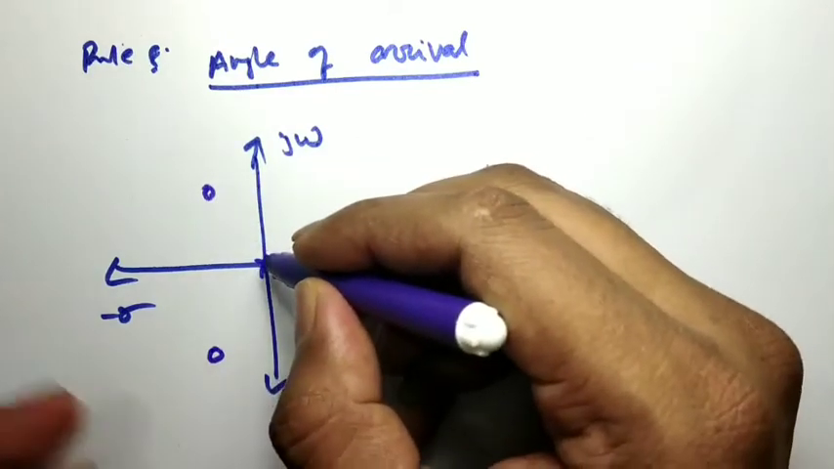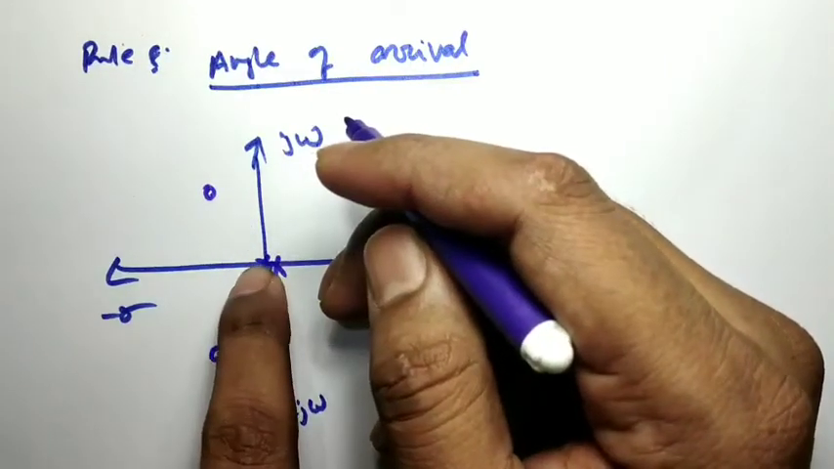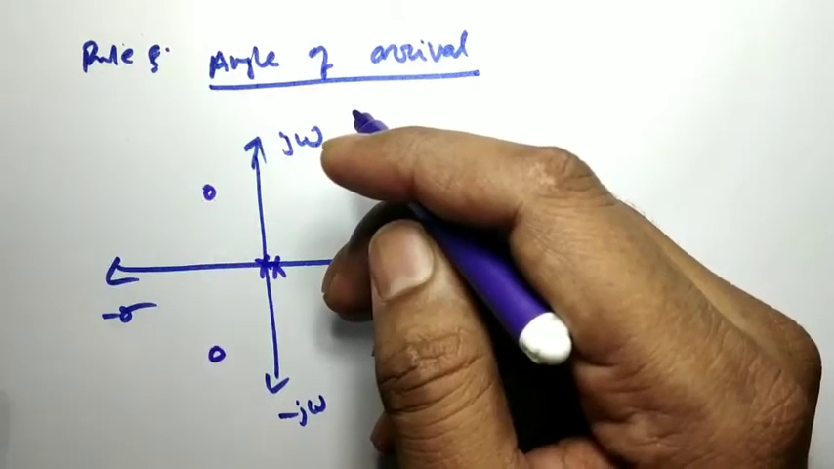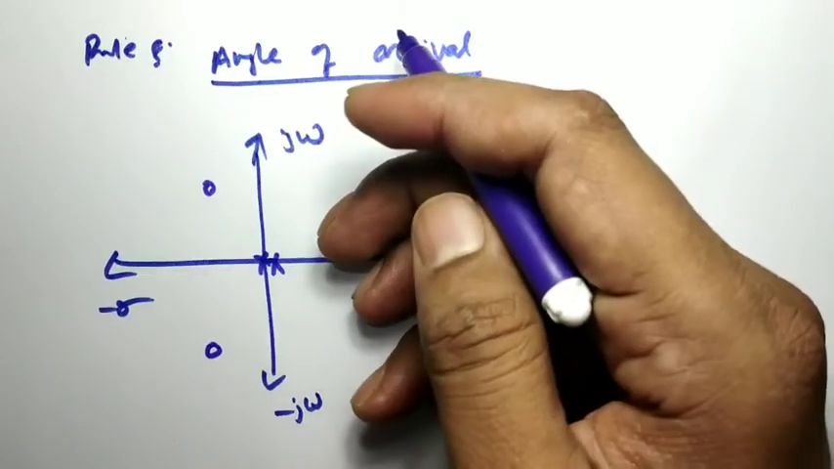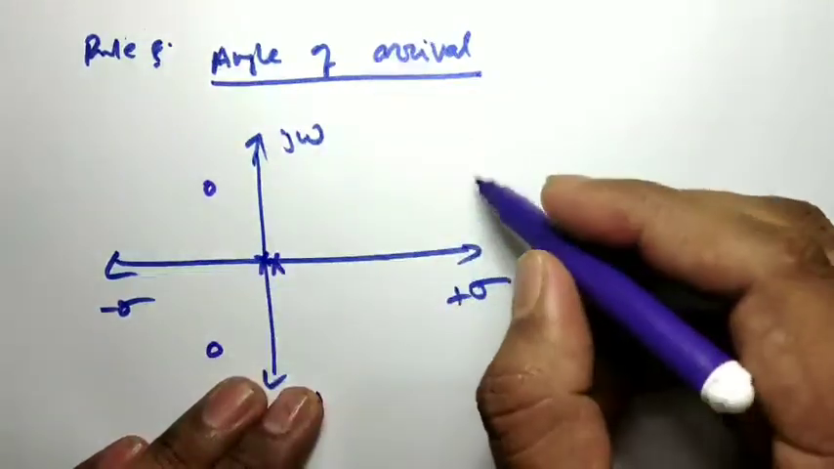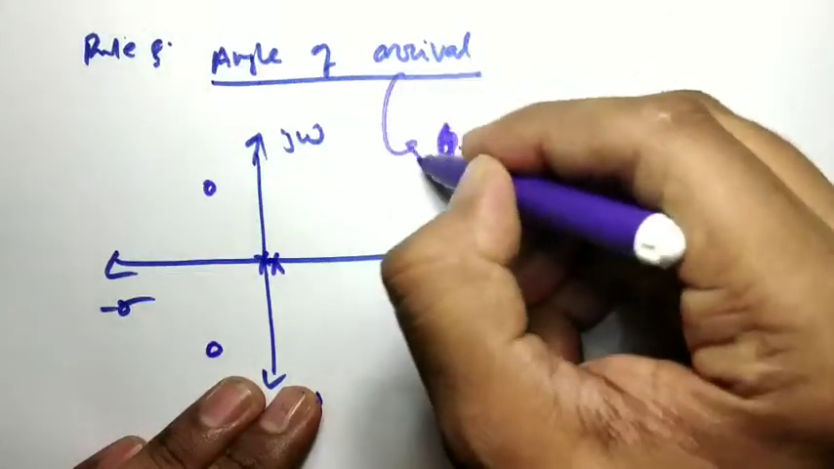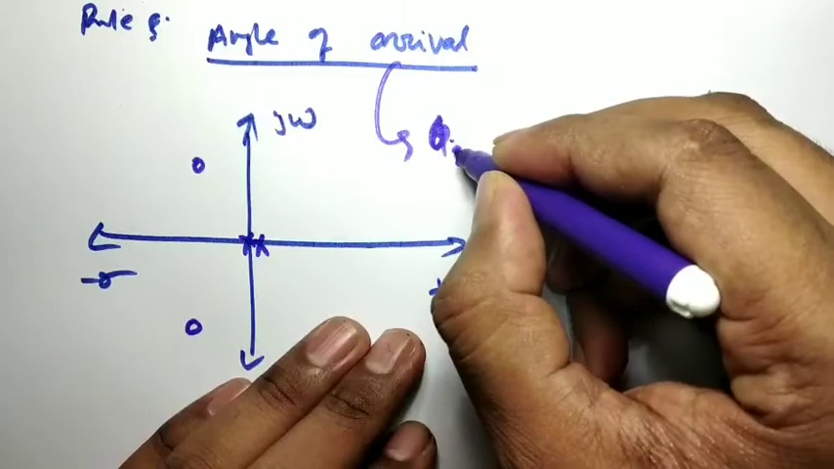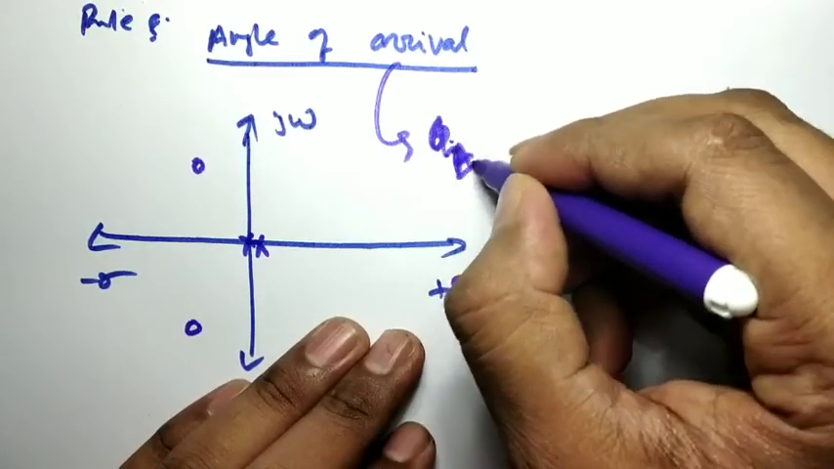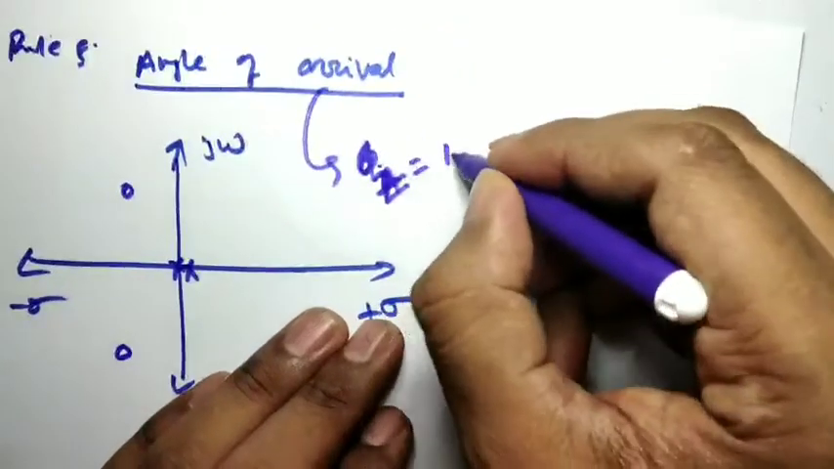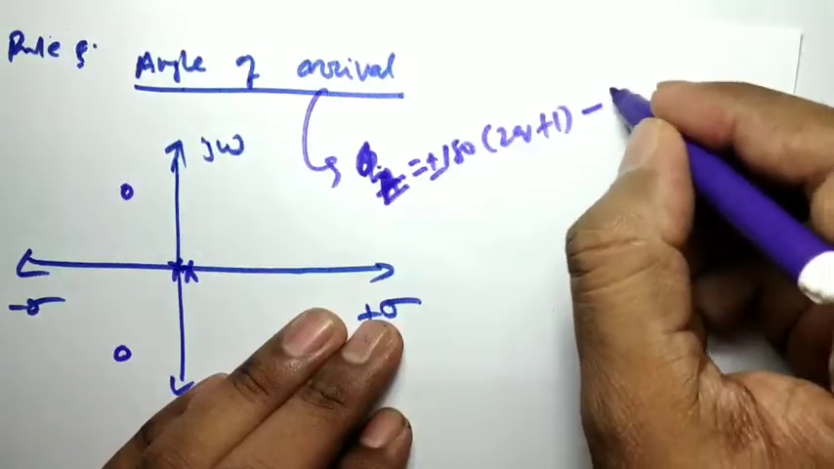So in what angle is it going to meet this zero? This root is arriving here, so at what angle is this root arriving at the zero and going to end, that we have to find. To find that, the equation is phi z. This is the angle of arrival. I am going to represent it as phi z is equal to plus or minus 180 times odd multiples, (2q plus 1), minus phi.